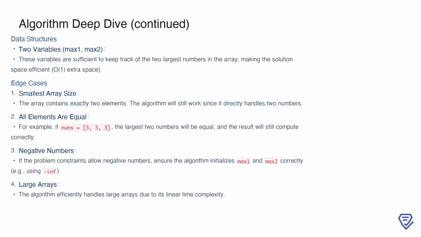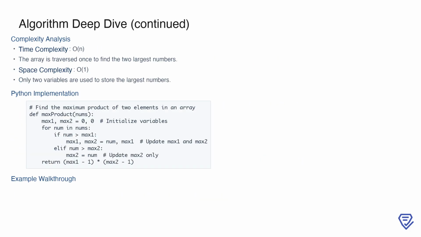input sizes. The algorithm's time complexity is O(n), because we only traverse the array once to find the two largest numbers. This is a significant improvement over O(n squared) solutions that involve nested loops, or O(n log n) solutions that involve sorting. As for space complexity, the algorithm is O(1), since we only use two variables, max1 and max2, to store the largest numbers, regardless of the input size.